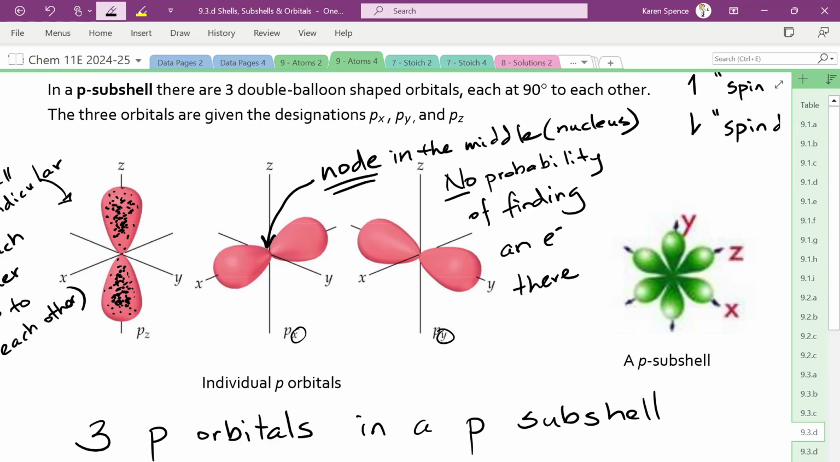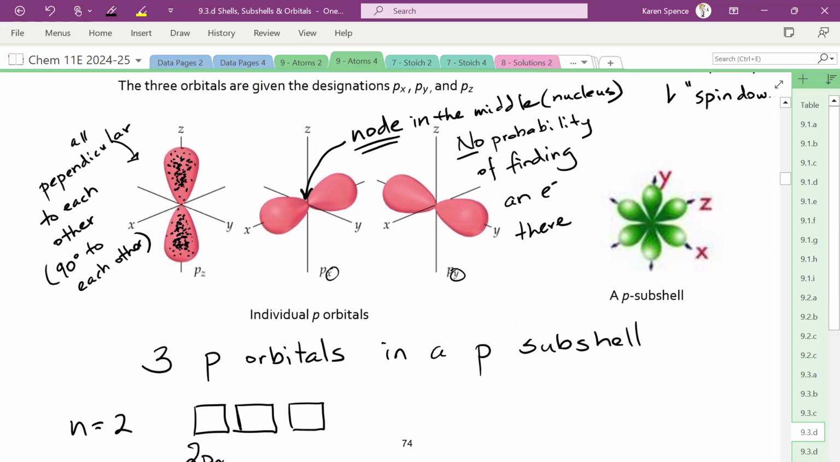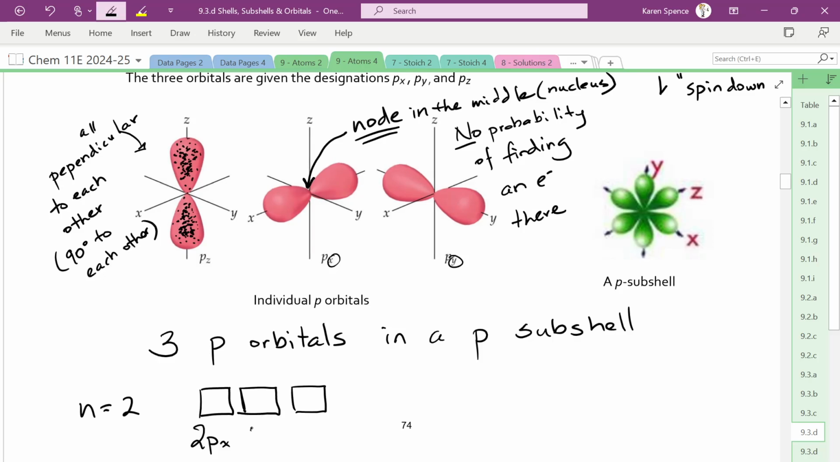Now, one thing to remember is that even though the p orbital has two lobes, this together is a single orbital. Okay, these two together is a single orbital. This is not an orbital. This is the orbital. How many electrons can be contained in each orbital? 2, just like every other orbital. Every orbital in the universe can contain a maximum of 2 electrons. So we have a 2px, we have a 2py, and we have a 2pz.